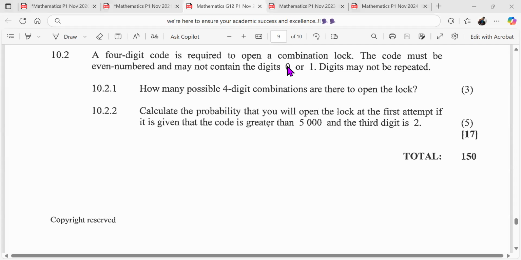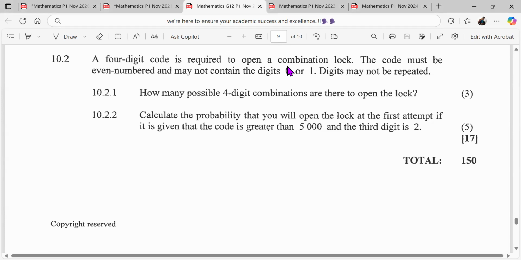Question 10.2.1. How many possible four-digit combinations are there to open the lock? And then 10.2.2, calculate the probability that you will open the lock at the first attempt if it is given that the code is greater than 5,000 and the third digit is 2. Yes, Elsie, thank you so much for that.